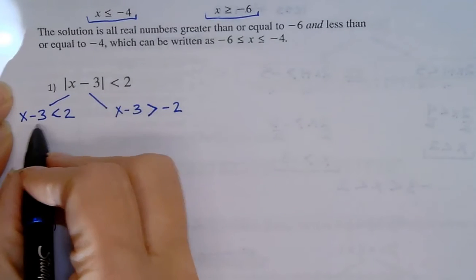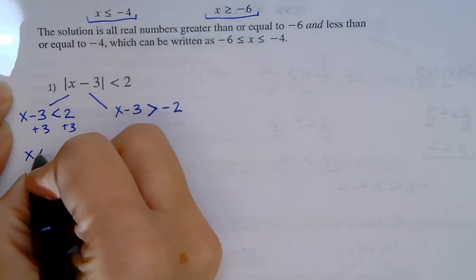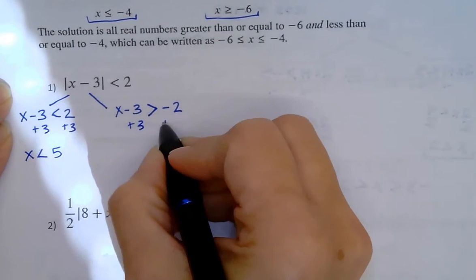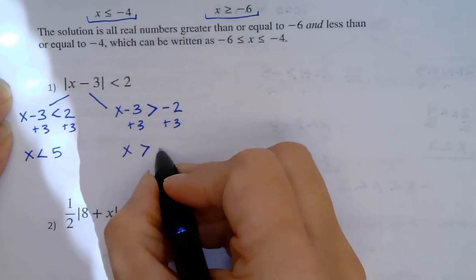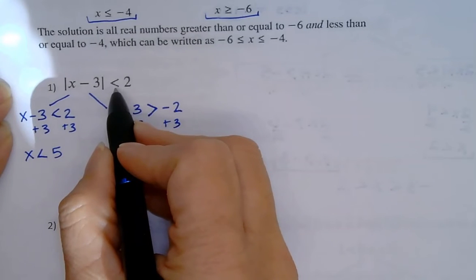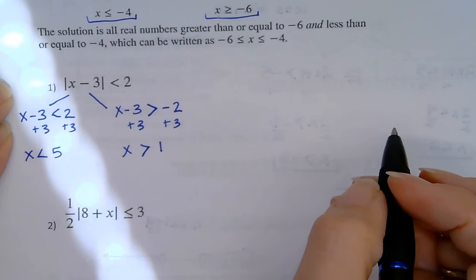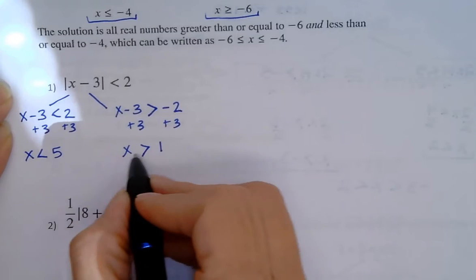All right, so x minus 3 is less than 2. I'm just going to solve that. I'll add 3 to each side. I now have x is less than 5. Over here, I'm going to add 3 to each side, and so I have x is greater than negative 2 plus 3, which is just 1. Okay, this is an absolute value is less than 2, so I know I'm going to have an and statement. With an and statement, normally that means I can condense. I can write this in a more efficient way.